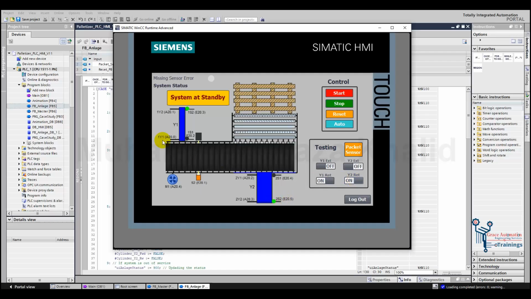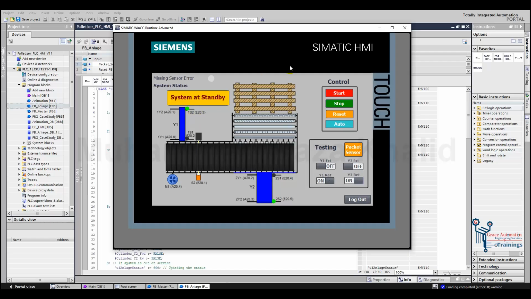So here we can see that this indicator is on, means cylinder is retracted. So this is the initial condition. In real time the indicators would be automatically on because of the position of the cylinder. So here for demo purposes we have the buttons to indicate the position.